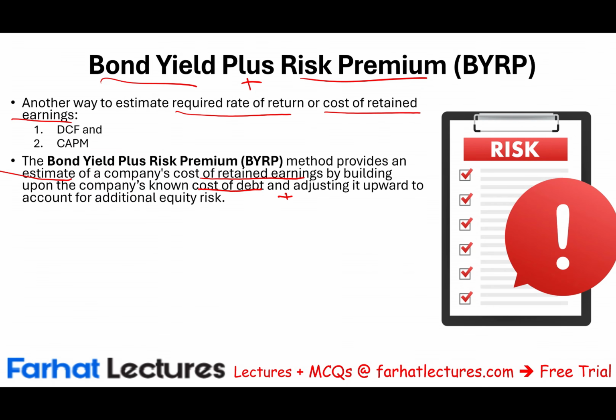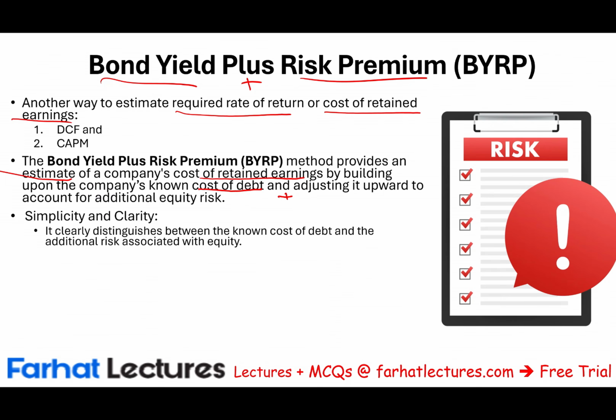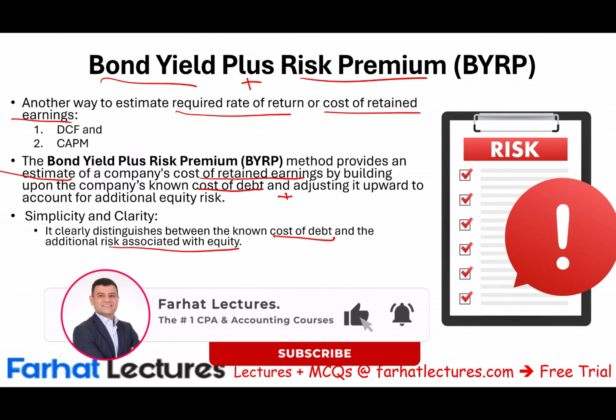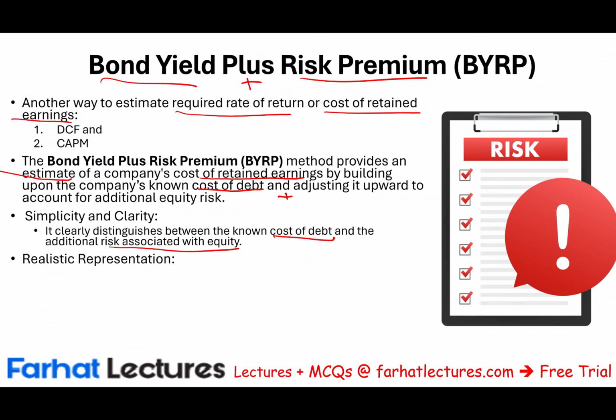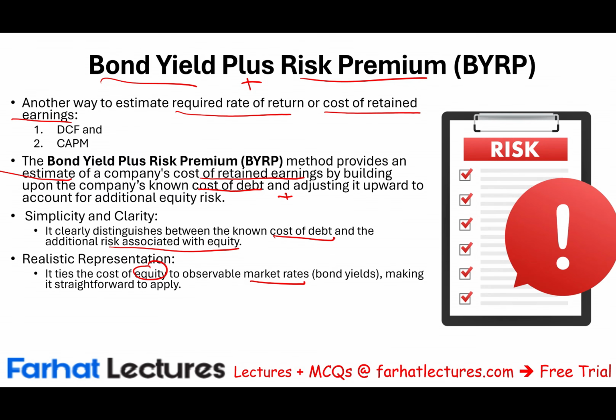Now, what do we know about this method, or what do we need to know? Well, it's simple and clear. It clearly distinguishes between the known cost of debt and the additional risk associated with equity. Now, that additional risk in the real world, you have to estimate. Now, how would you estimate? Again, depending on the industry, growth, and other factors. But it's a realistic representation of what's happening. It ties the cost of equity to an observable market rate, which is the bond yield, making it straightforward to apply, because the bond yield is usually known, how much you are paying for your long-term debt.